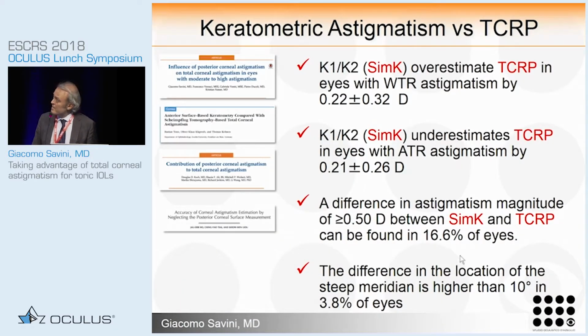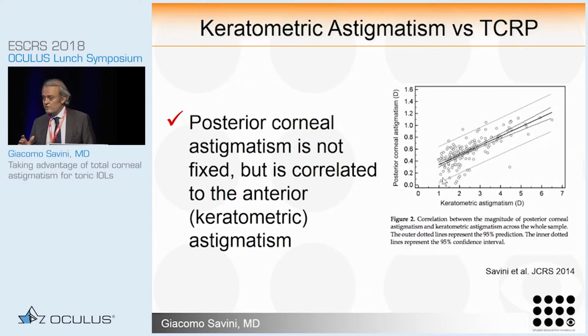And there have been several studies showing the difference between the keratometric astigmatism SIM-K and total corneal refractive power. We did one of these studies showing that the difference between the two is about a quarter of a diopter, both in with the rule or against the rule eyes. A difference higher than half a diopter can be found in 16% of eyes, while the difference in the axis is lower. But using average values for the difference between keratometric and total corneal astigmatism can be misleading, because the posterior corneal astigmatism is not fixed.